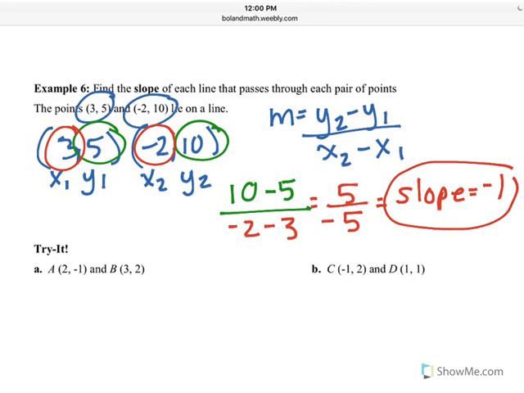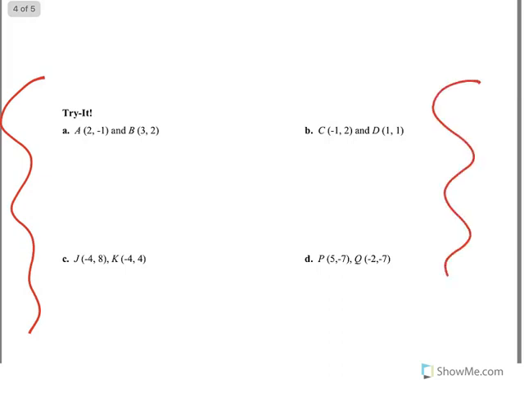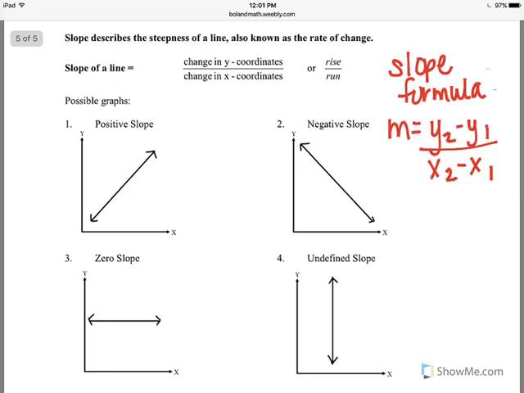Okay, so you guys are going to try A, B, C, and D on your own. Okay? And then you need to study all of these graphs. So you're going to go over all of these. You're going to make sure that you know the slope of the line is the change in y over the change in x.